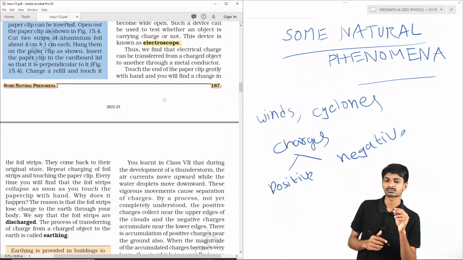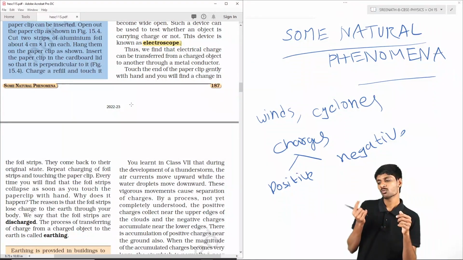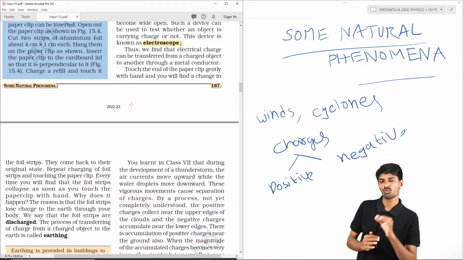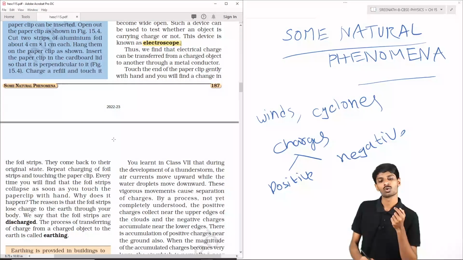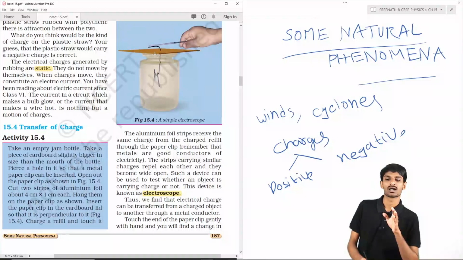Now, after placing the glass rod, they are repelled. Now place your hand on the metal paper clip. What happens? They will not move apart, they will come back to the normal situation. Why? Even though there was a charge before, that charge moved back through your hand and moved to the ground.